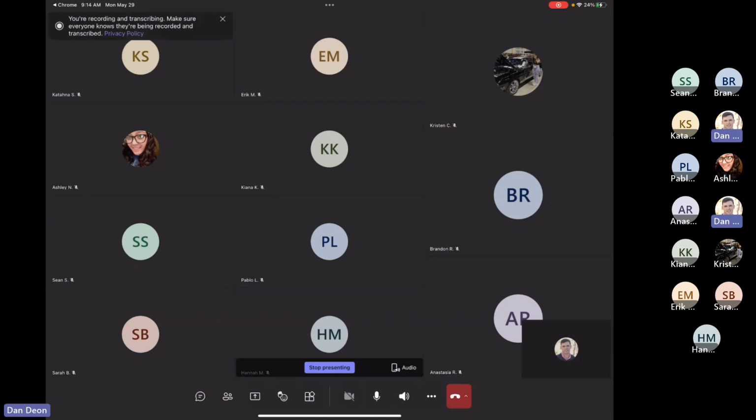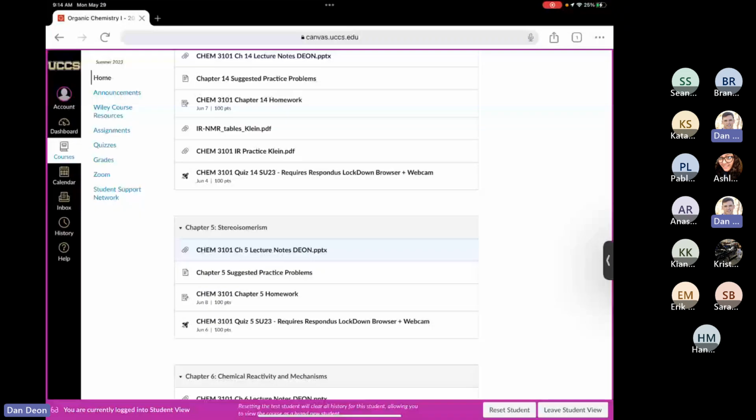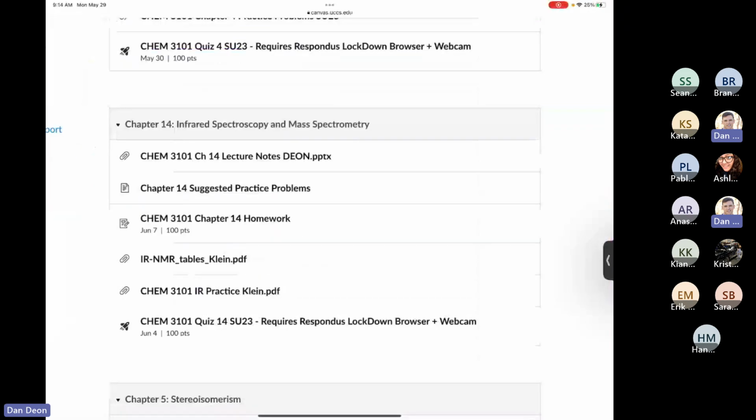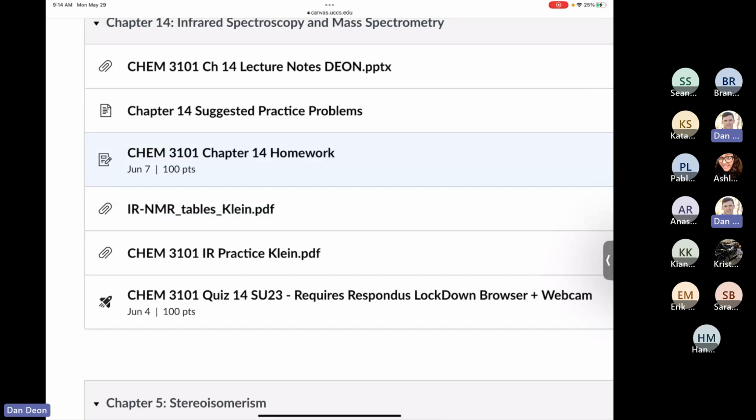Right, just a couple of housekeeping items before we move on in our discussion of IR. So first thing is, if you go on our class's Canvas page and look at chapter 14, you'll see that I have the lecture notes, the suggested practice problems, the homework. And then the next thing says IR NMR tables Klein PDF.